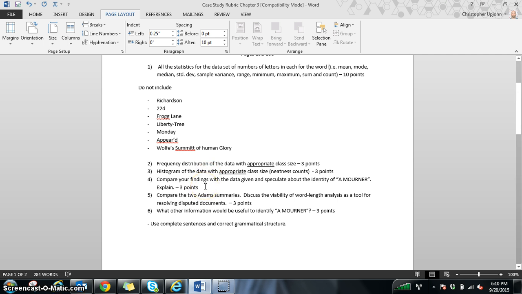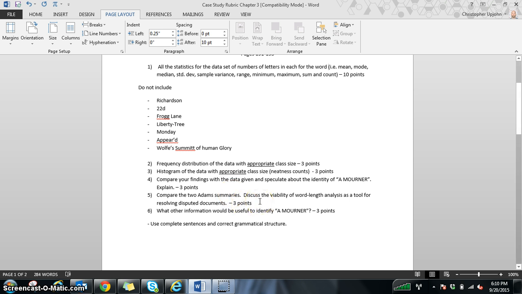Number 4, compare your findings with the data given and speculate about the identity of A. Morner. Use data. Look at the numbers. Compare your numbers from number 1 with what's in the book, in the second table there. And tell me who you think A. Morner is out of those people.